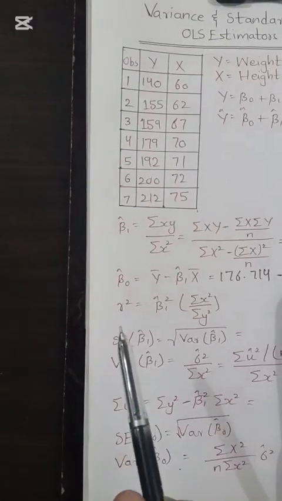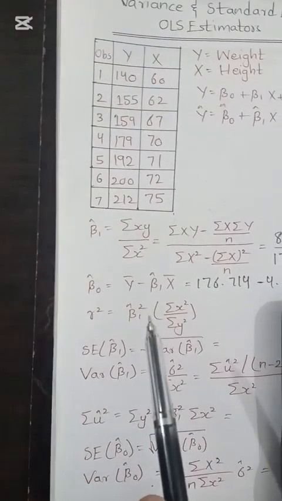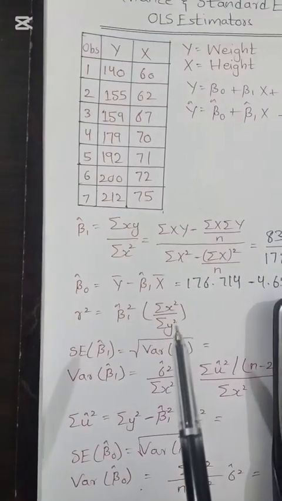So here I found the value of the intercept which is minus 140.3786. Next we find the r square, which is equal to beta 1 hat square multiplied by sum of x square divided by sum of y square.